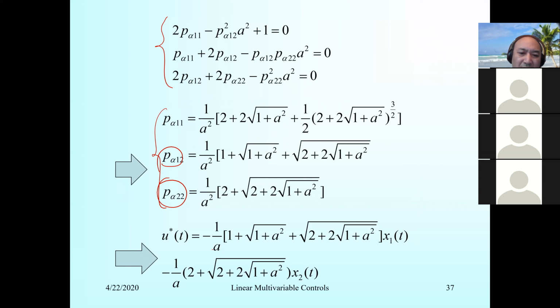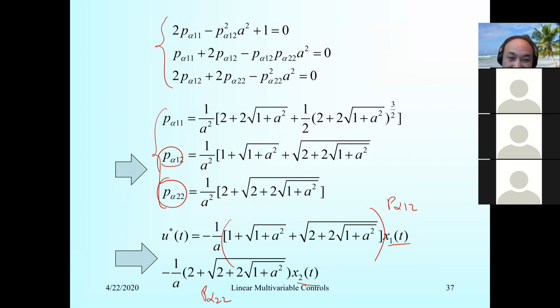So here, what do we have? Finally, we get here to here. So we have minus, this is my P alpha 1, 2, and here is P alpha 2, 2. So I got my control law in here, full state.